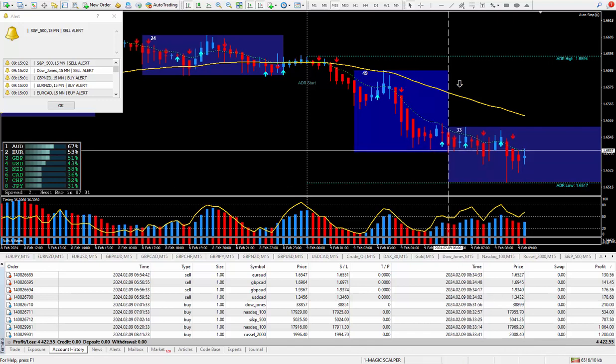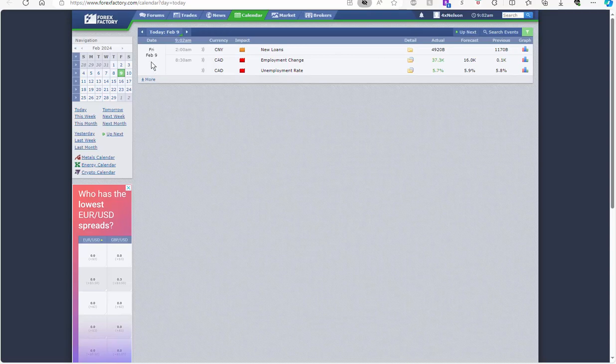Today there is some high impact Canadian news, and we can take a look at it. Keep in mind that just because it's Canadian news, high impact news, it can also move many different instruments. Here it is right here for Friday, February the 9th. It's the Canadian news, the unemployment rate and the employment change. So it's green over here, which means we're going to be buying the Canadian dollar.